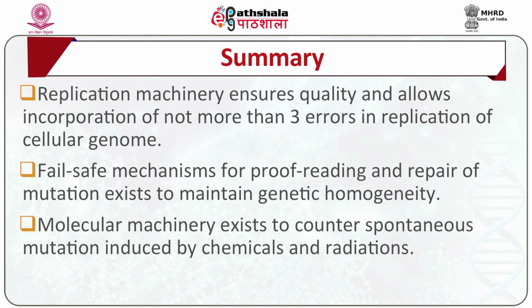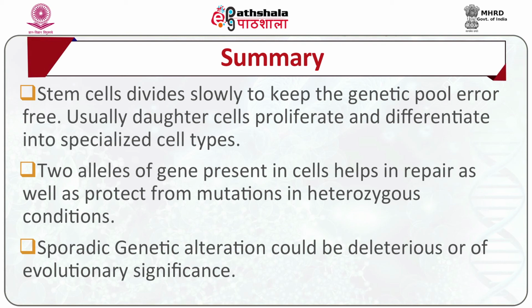Cells also have dedicated molecular machinery to counter spontaneous mutations induced by chemicals and radiation. As a unique adaptation, stem cells divide slowly to keep the genetic pool error-free. Usually, daughter cells proliferate and differentiate into specialized cell types. Cells possess 2 alleles of a single gene, which helps cells in intrinsic repair by homologous recombination, as well as protects from mutations in heterozygous conditions. Sporadic genetic alteration could be deleterious or of evolutionary significance.